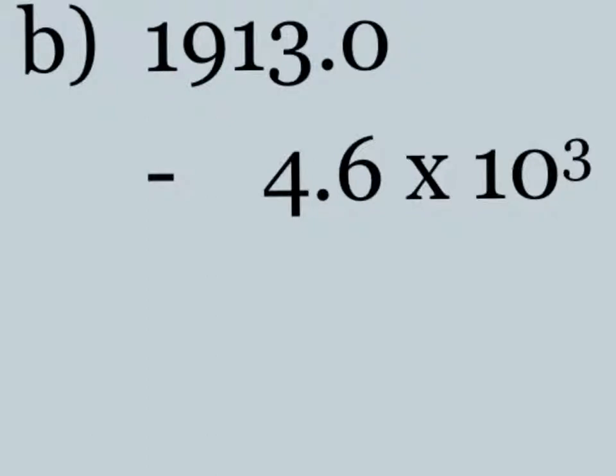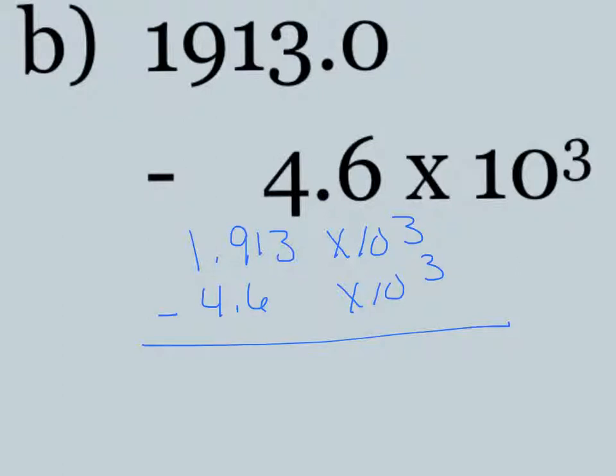So if we rewrite this problem, we get 1.913 times 10 to the 3rd minus 4.6 times 10 to the third. Again, with the exponents in scientific notation, we're going to leave that alone. It's going to still be times 10 to the third. And then we subtract as we normally would, and that gives us a negative 2.687. So our overall answer is negative 2.687 times 10 to the third.